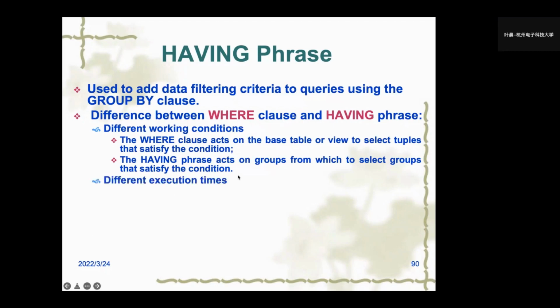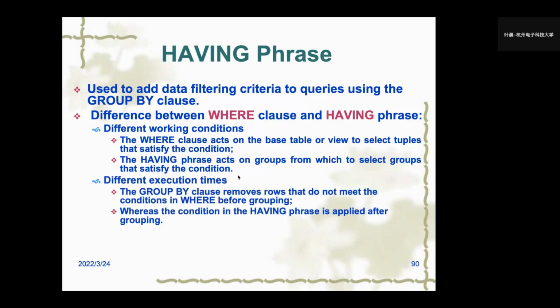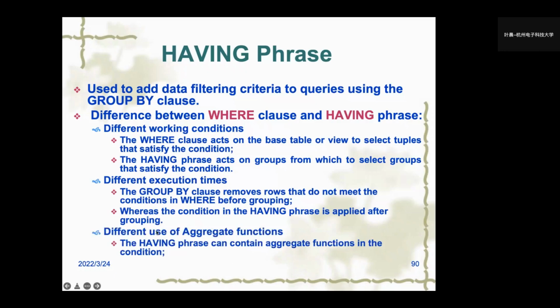And they have different execution times. The where clause removes the rows that cannot meet the conditions before grouping, whereas the condition in the having phrase is applied after grouping. And the different use of aggregate functions is that the having phrase can contain aggregate functions in the condition, but the where clause cannot include them.